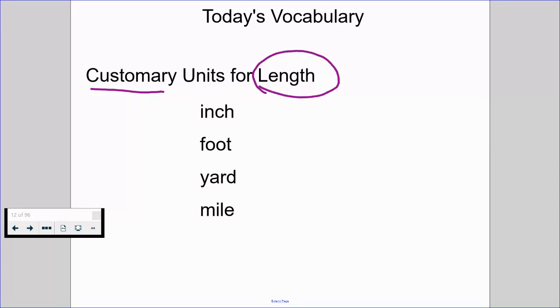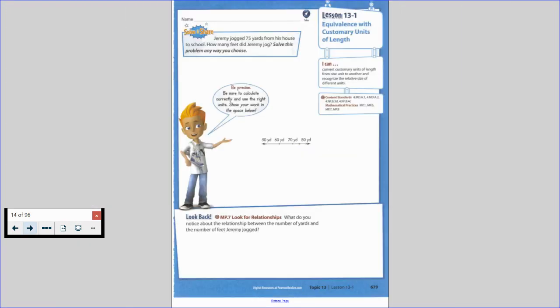There are 4 new vocabulary words that you need to know. I know they're not really new, but anyway, you need to know them. You need to know inch, foot, yard, and mile. These are the 4 units of measurement that we're going to be working with today. They're written in this order for a reason. Inch being the smallest, mile being the largest, and foot and yard being somewhere in between. So let's take a look at the math pages for this lesson.